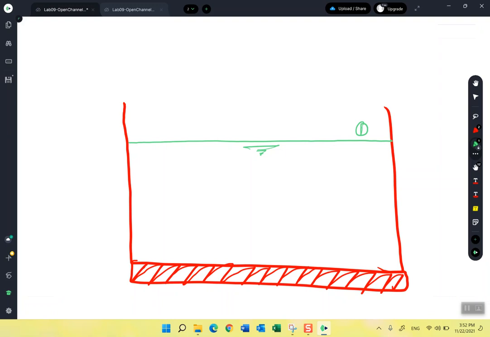Based on that, where do you think the location of the water surface will be for the second experiment when we increase the slope to 1.5%? Should it be higher or lower than this line? You say lower. Who agrees with that? Can you explain that for me?